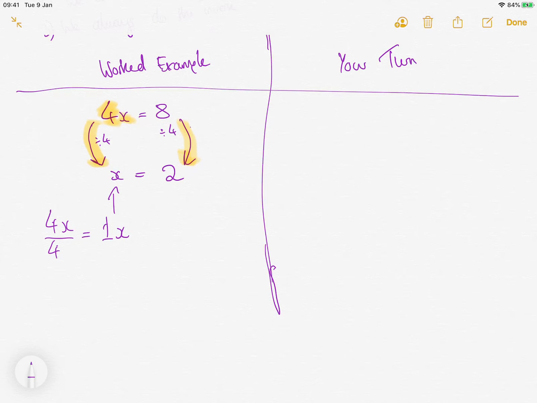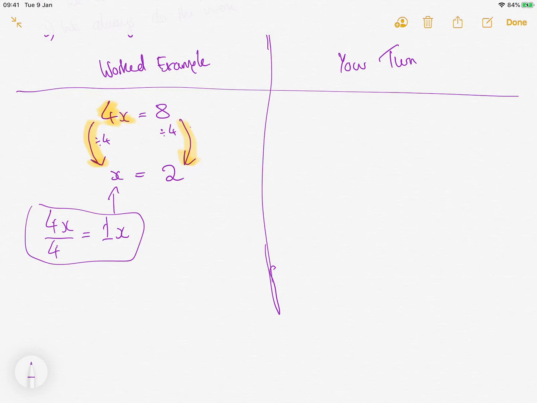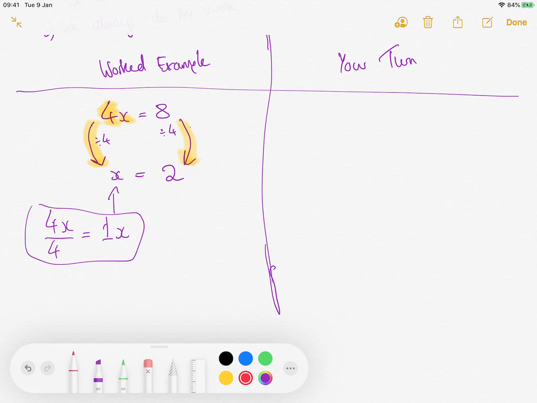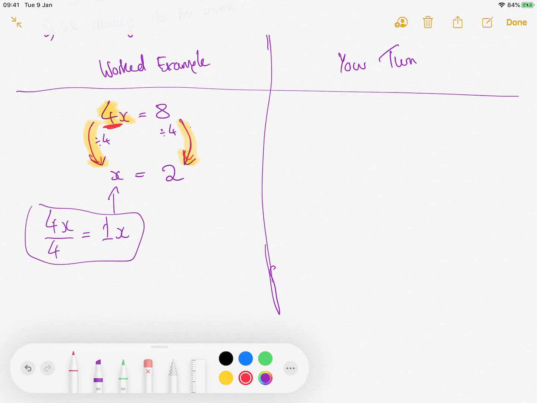So that's like the extra annotation. You don't necessarily need to get that down. The main thing to notice is, well, what is happening to x at the moment, and how do I undo that? So at the moment we're multiplying by 4. I do the inverse of that by dividing by 4. So I notice that left me with one lot of x, because 4 divided by 4 is 1. 8 divided by 4, well, that's 2.